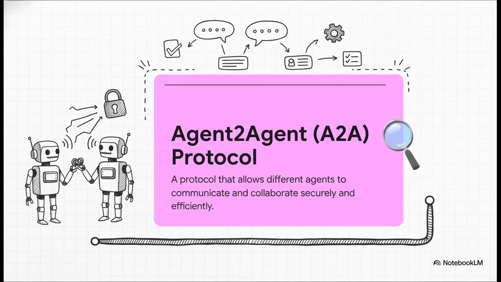So, how do these different agents talk to each other? They use something called the agent-to-agent protocol, or A2A for short. You can think of it like a private, secure chat channel that only the agents can use. It's what lets them work together, hand off tasks, and share information. It's basically the communication backbone for your entire AI team.